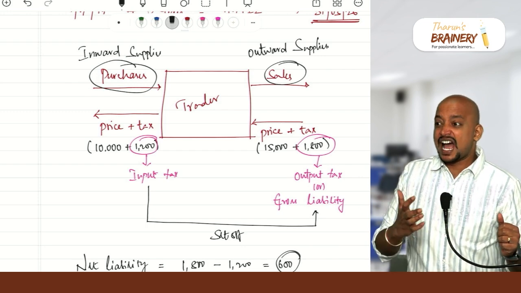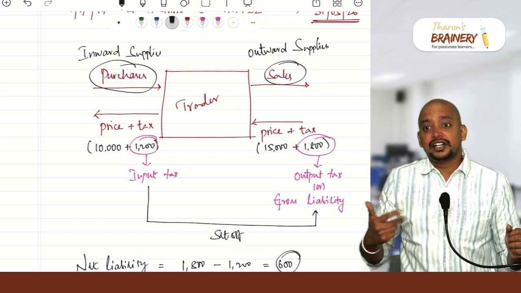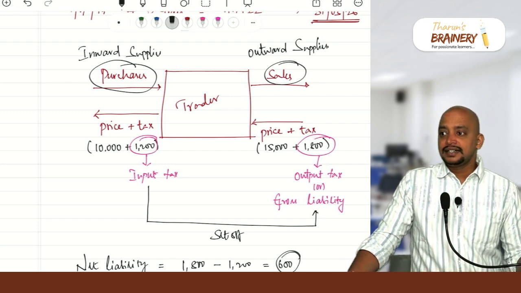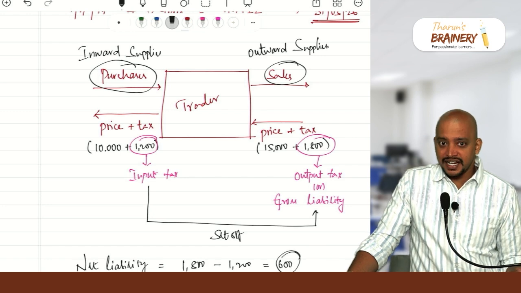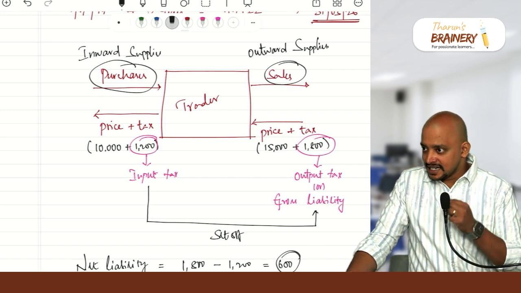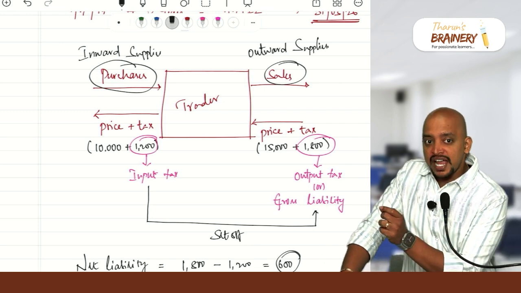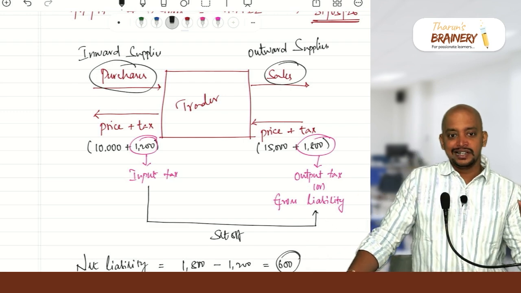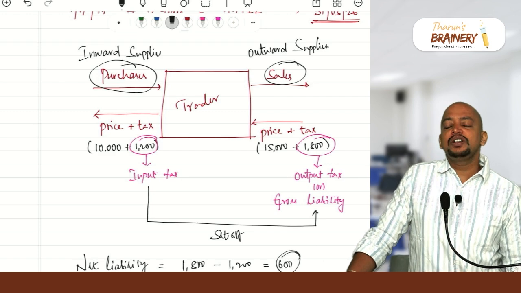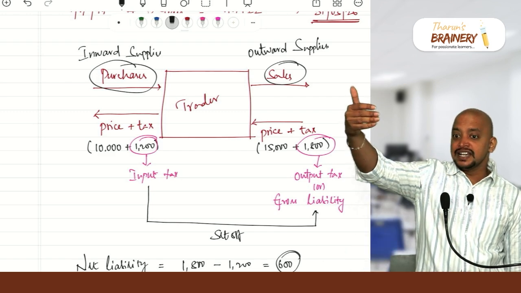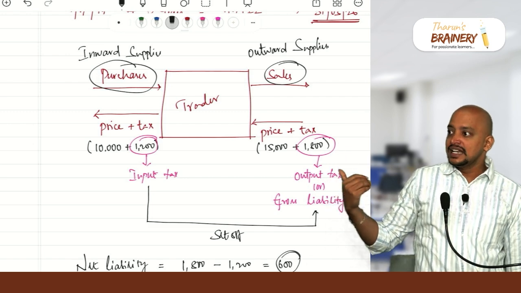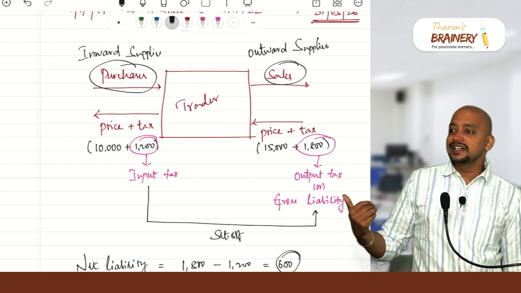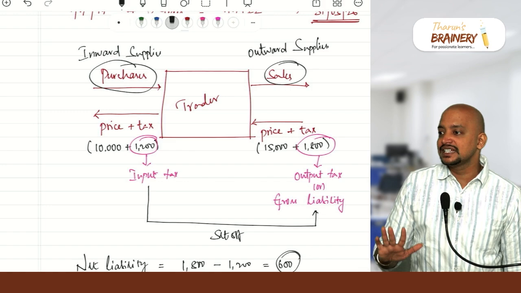Convert it into legal language. Availment of credit, and set off we will call utilization of credit. Come on, reframe the sentence. Tax paid on inward supplies, availed as credit and utilized for payment of GST or tax on outward supplies. Got it? This is known as input tax credit. So what will be the net liability? Gross liability minus input tax credit is the net liability, and gross liability is nothing but output tax. Input tax credit is input tax. So output tax minus input tax is the net GST payable.